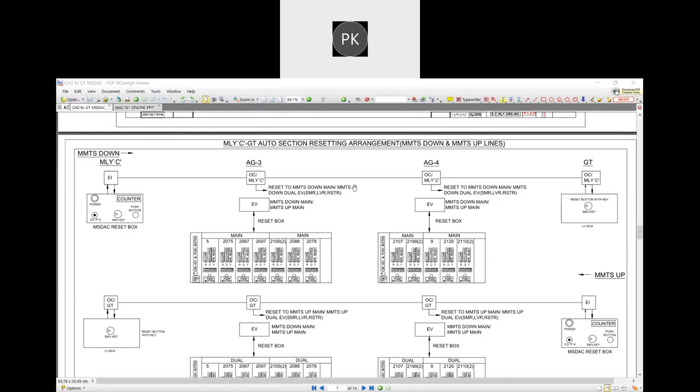Sir, in NCR, in which section is it provided? In NCR, we have commissioned it in Kanpur local cabin and Juhiyad. Good sir. Okay.